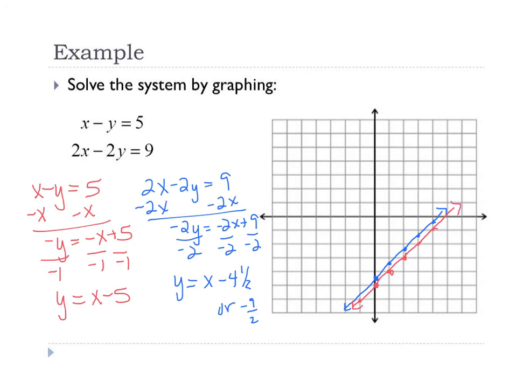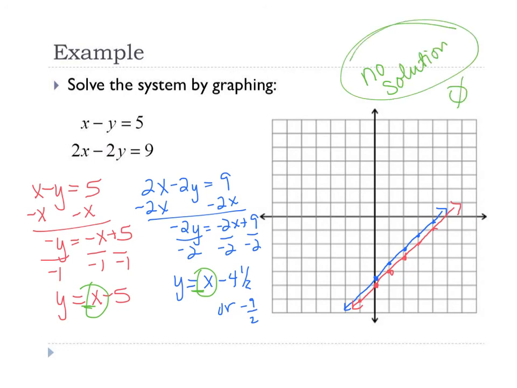How could we tell they're parallel? Well, I shouldn't have circled the x, I should have circled the number in front of the x. Same slope, right? Same slope means parallel. So if they're parallel, what is your solution? It is no solution. Or you're welcome to use the symbol for no solution.